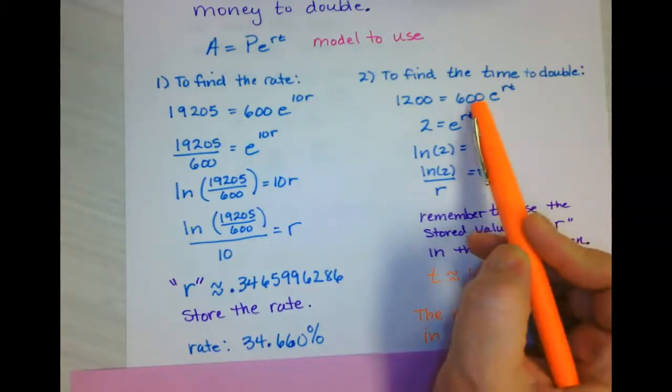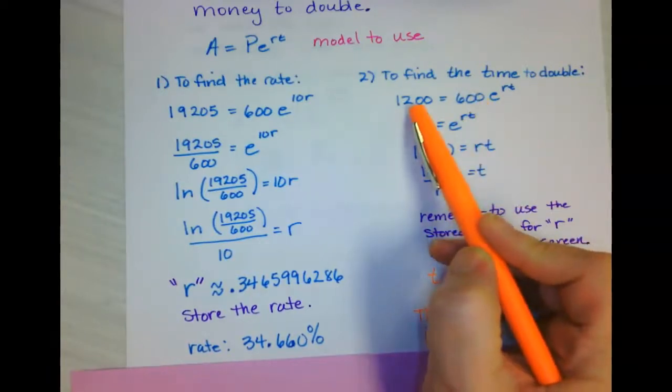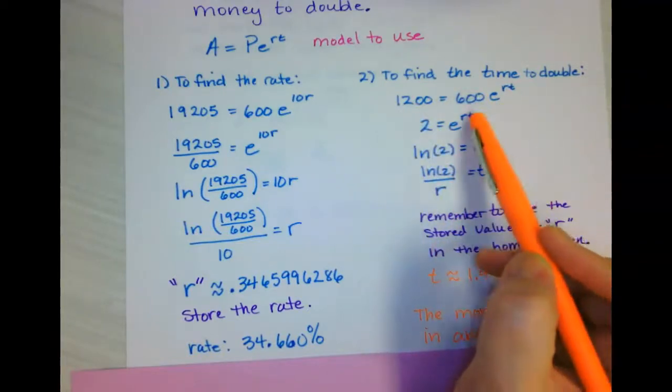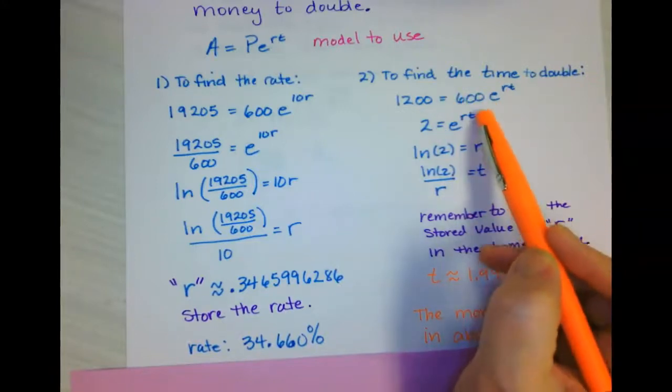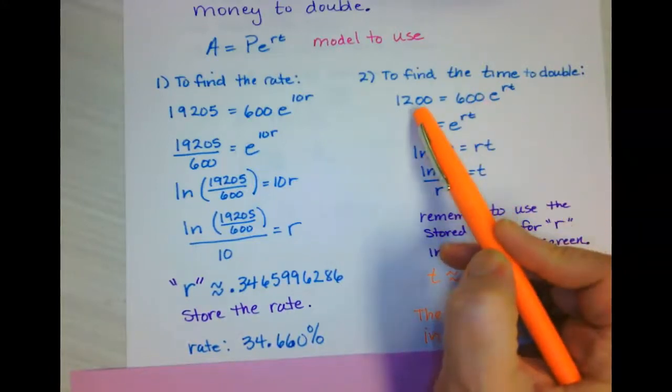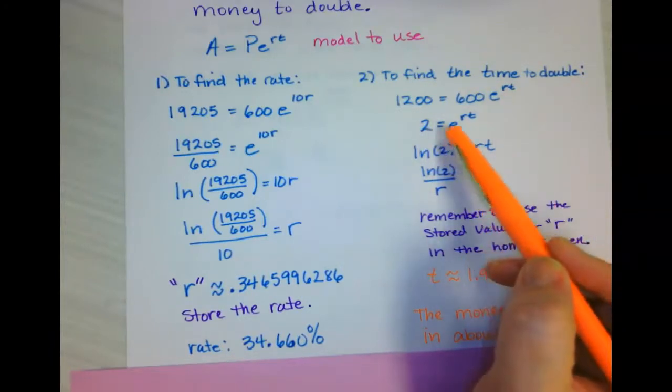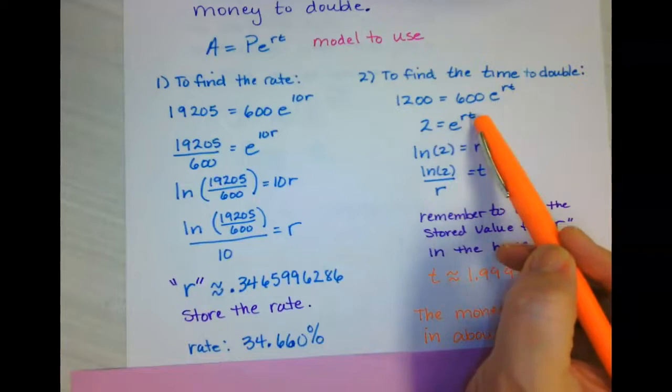So if it starts at 600, it doubles at 1200. Be very careful here. I always get students that don't double the right amount, or they aren't thinking about it, and end up tripling amounts, things like that. So 600 I start with. If I want that to double, it has to be 1200. We have the rate stored as R, so we now have 2 equals e to the stored rate times T.